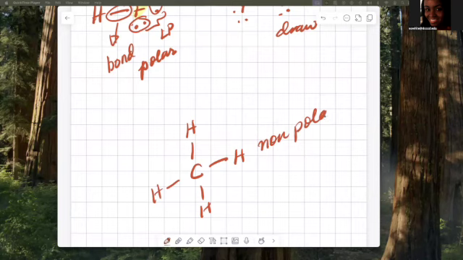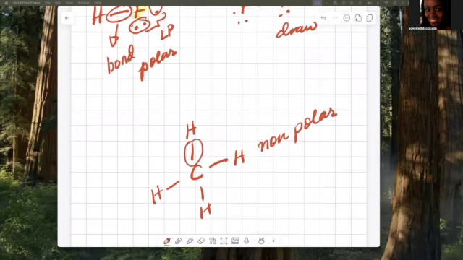How can I decide quickly if this is nonpolar? There is no difference in the surrounding groups. The surrounding groups here are all single bonds. They're exactly the same. They're all bonded groups, so they're the same. The surrounding elements are also the same.